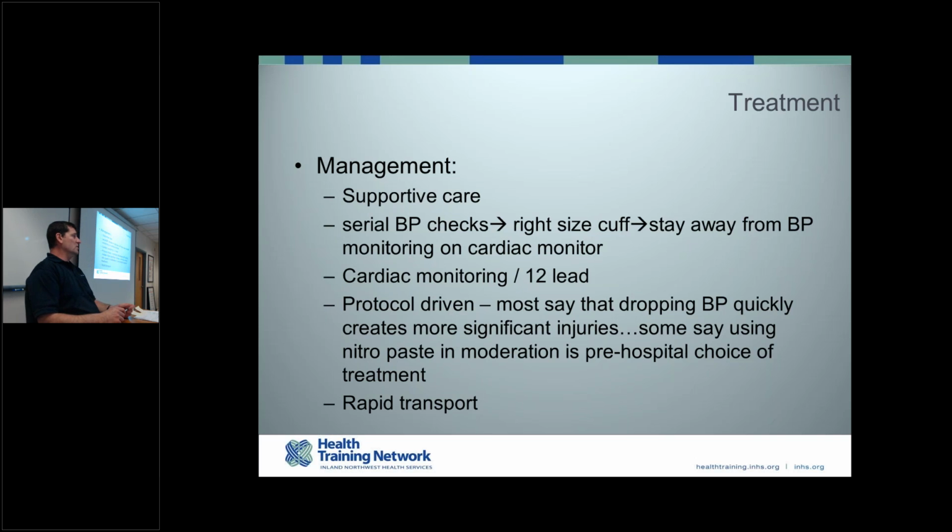We're going to be doing continual blood pressure checks, making sure we're on the right side. We're going to check it from side to side too. We're going to be monitoring both serial 3 leads and serial 12 leads, making sure there's no other changes. What can we do to get their blood pressure dropped? Well, we're going to have to go by our protocols, what we can do. And we're going to get this patient to definitive care as quickly as possible. Those are going to be our big goals.